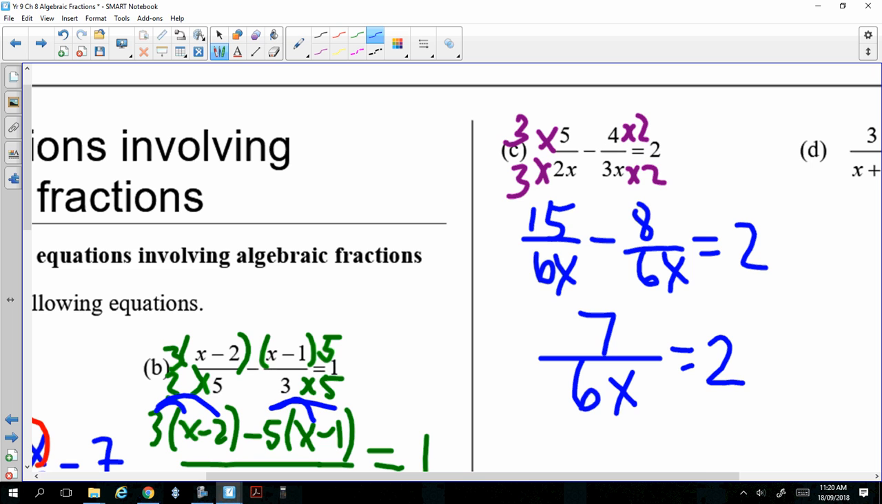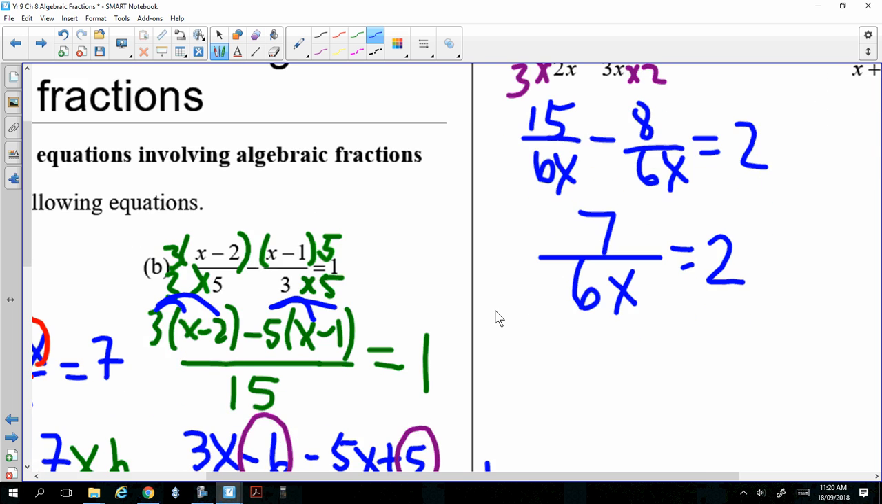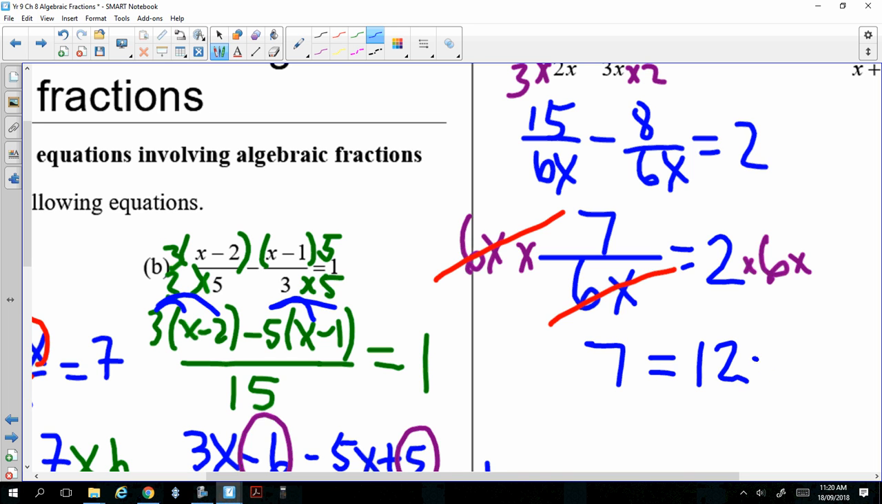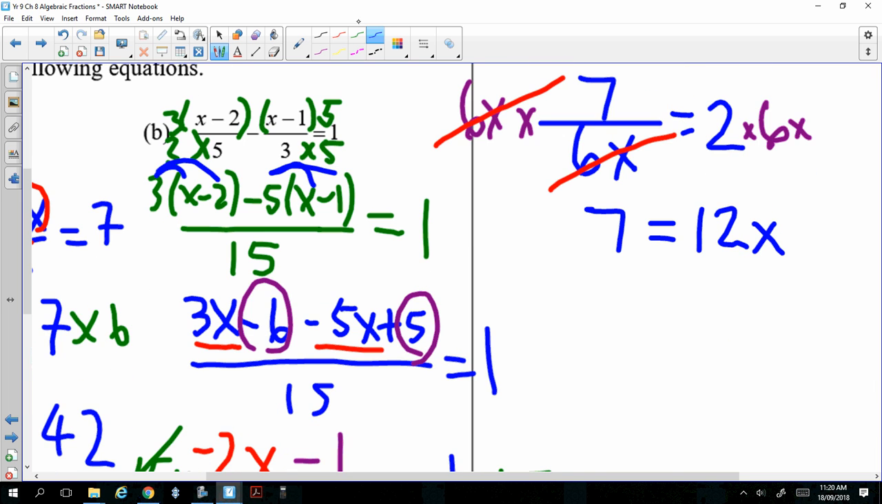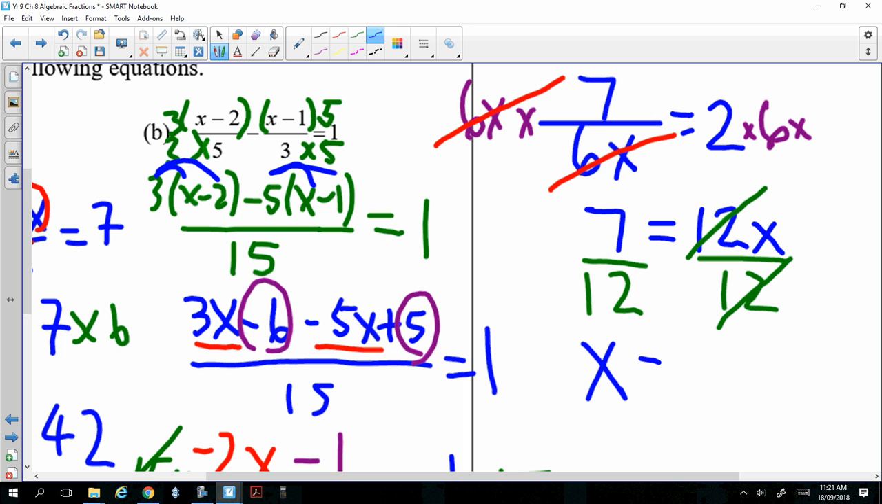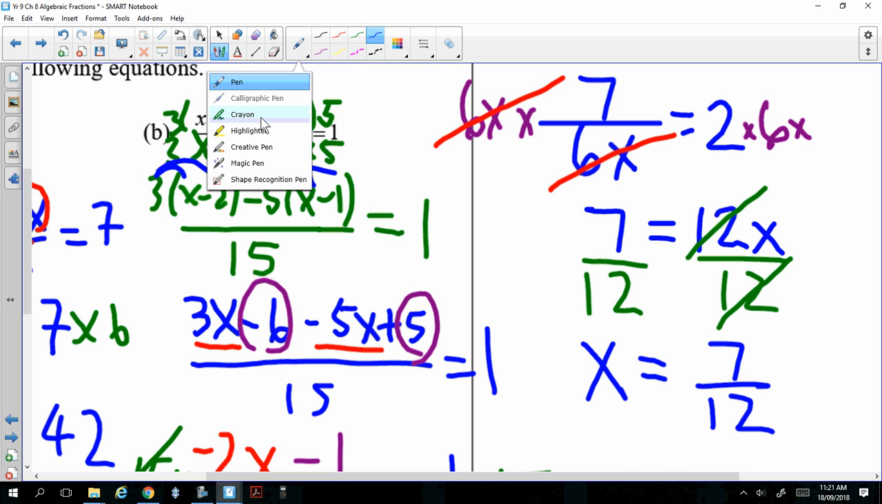Now, when the x is in the denominator, we learned from the trigonometry topic that we have to get rid of it. So how do I get rid of it? Multiply by 6x. And that cancels, so you have 7 equal to 12x. After you get 12x, you divide by 12. Your answer will be a fraction because they don't simplify. So you write x equals 7 over 12. All right, we did it.